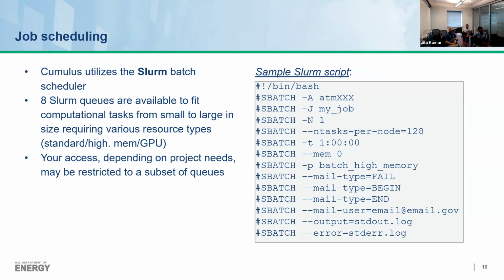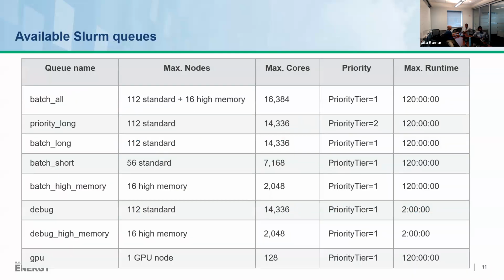Job scheduling. Cumulus utilizes a Slurm batch scheduler. There are 8 or so different Slurm queues that have been designed to cater to different needs, so you can get the resources that you need for a particular job. There are some restrictions on who can access which queues, and that may depend on your project needs, so some of the queue access may be restricted. This is a quick overview of what these different queues are.